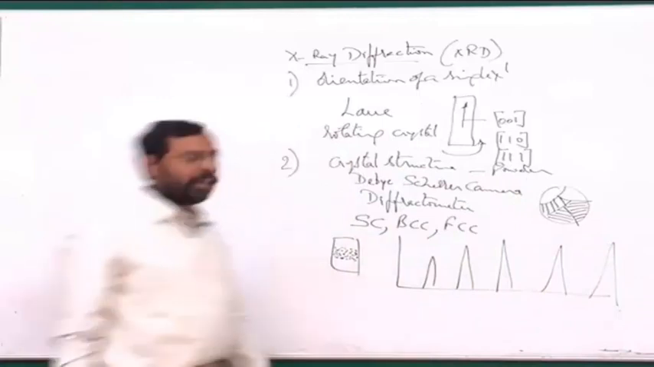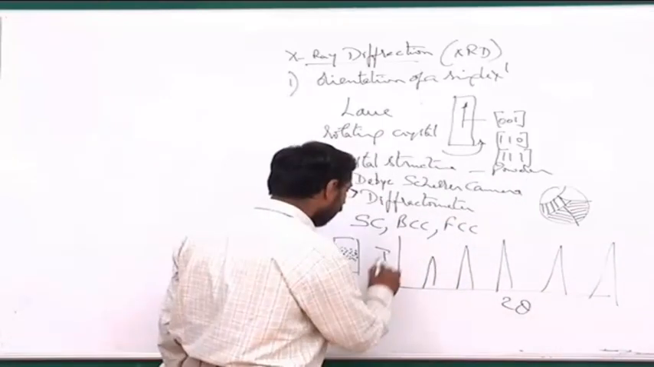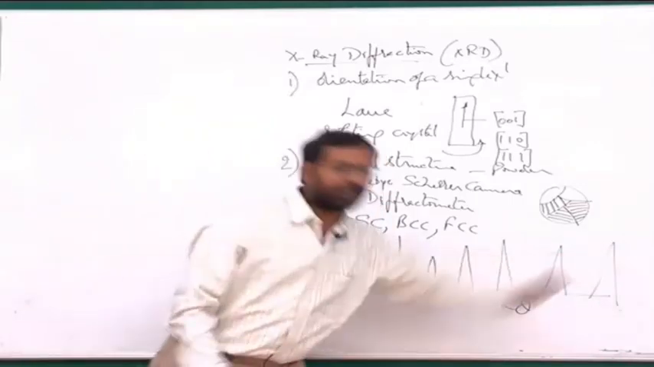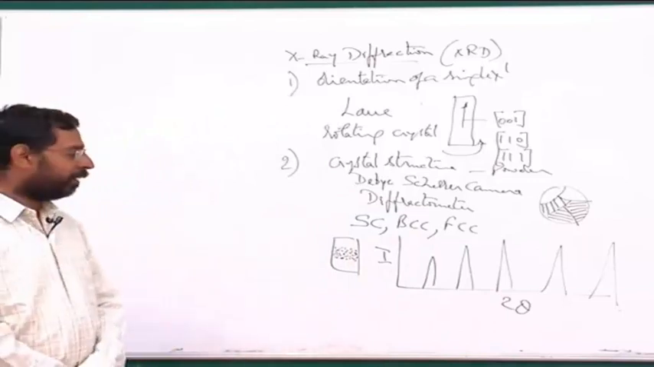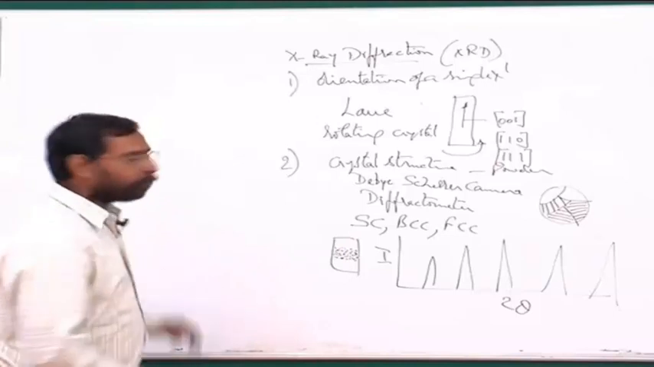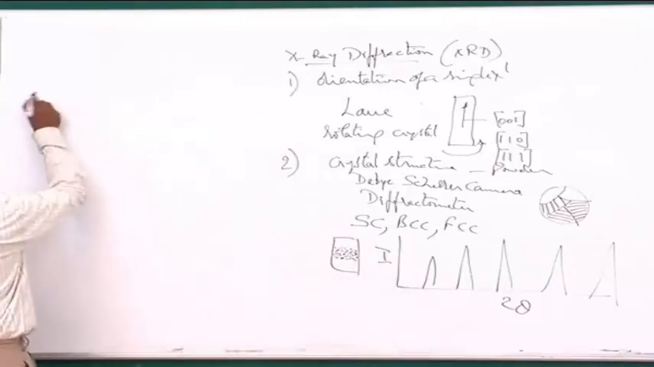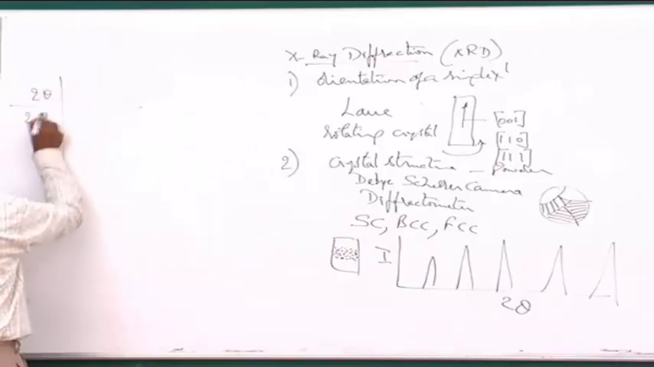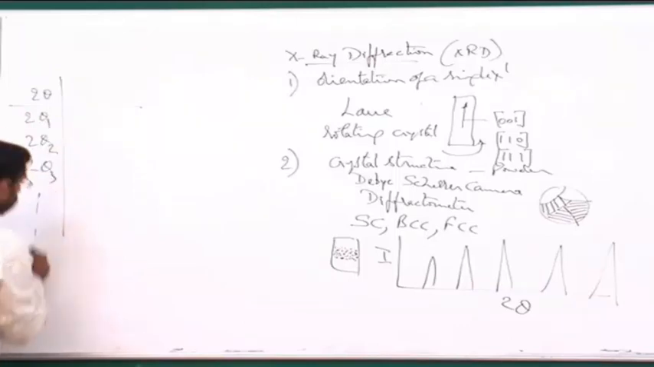This is what we saw at certain angles, where the x-axis is 2 theta and the y-axis is the intensity. And we said that by looking at these patterns, we will be able to find out the crystal structure. The method that we use here is that the first job is to note down the 2 thetas. For example, 2 theta 1, 2 theta 2, 2 theta 3, and so on and so forth.